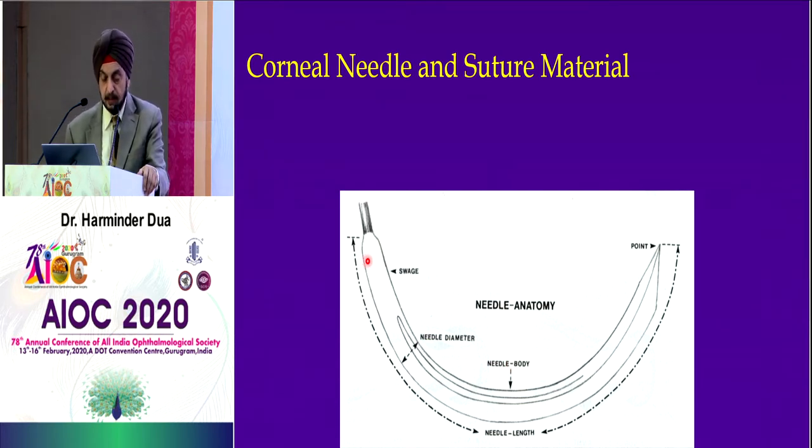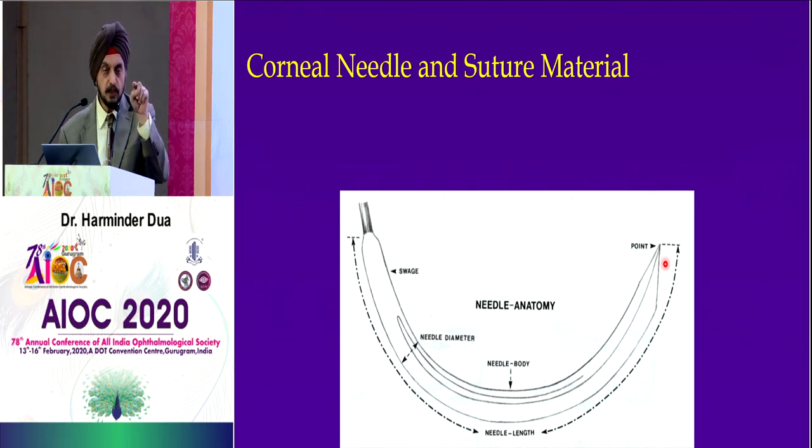Every needle, and there are many different kinds of needles, many different sizes, has these component parts. It has the swage, which is this back circular part, into which the thread is clamped shut, so it's an eyeless needle, as we all know. Then you have the needle body, which is usually flat, and then you have the needle point. And this can be side cutting, it can be reverse cutting, or it could be round, and you can have various designs, but what we prefer for cornea is the flat or the spatulated side cutting with a sharp point.